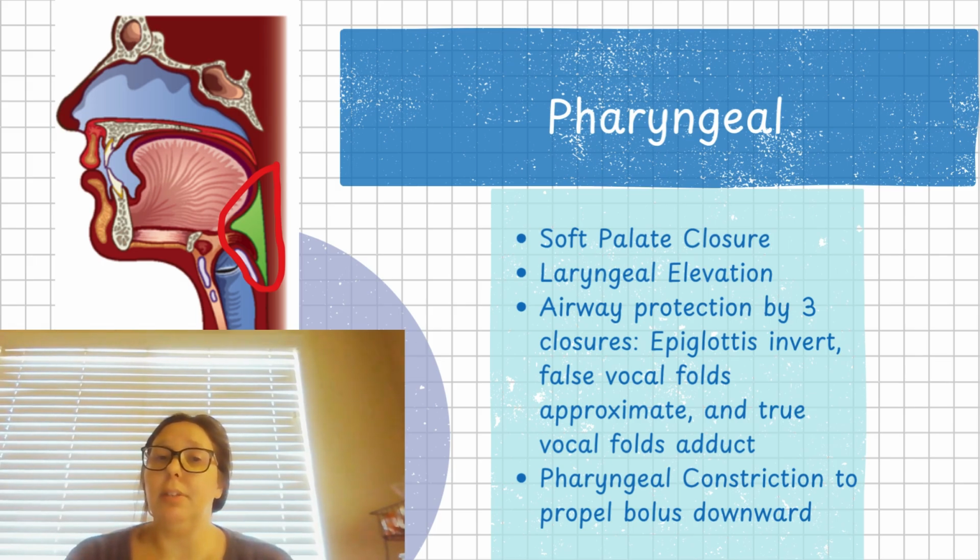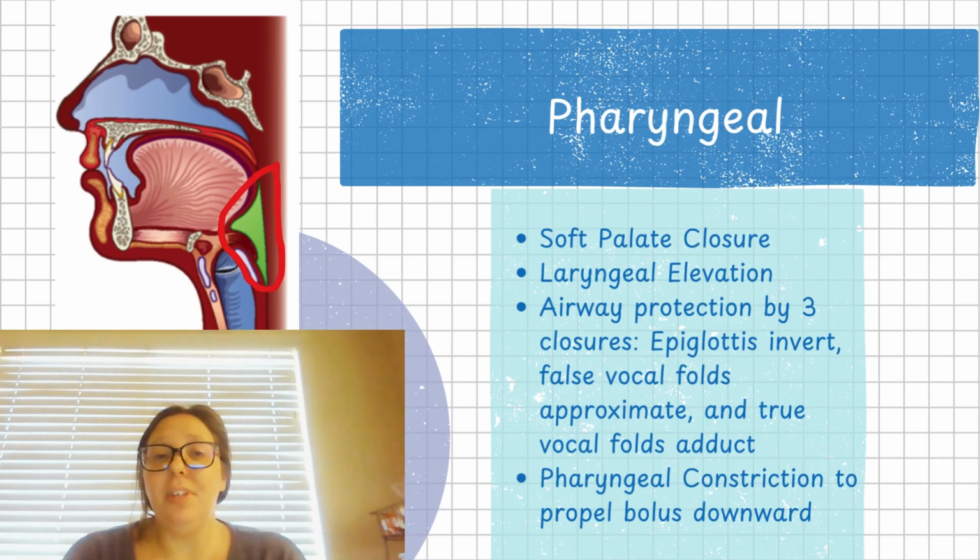Next up, we have the laryngeal elevation. The larynx moves upward and forward under the epiglottis. This movement is driven by the suprahyoid muscles: the digastric, mylohyoid, stylohyoid, geniohyoid, and there's more. They're innervated by the cranial nerves 5, 7, and 12 along with the cervical spinal nerve C1.